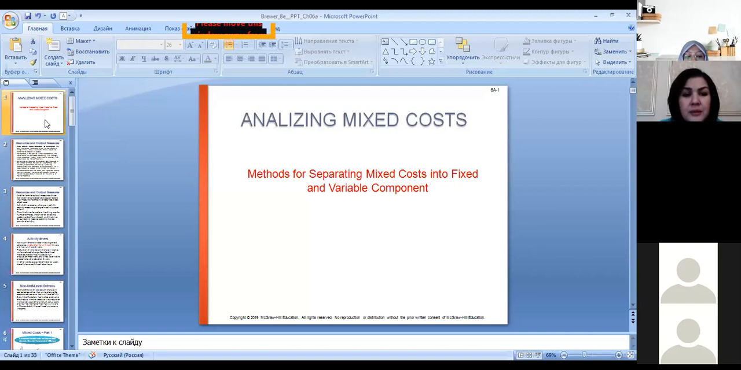Any examples? Any ideas? If you give an example, any student can give an example, and just explain using that example what are direct costs, what are indirect costs with respect to the cost object. Any students?